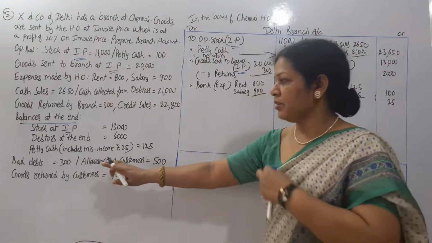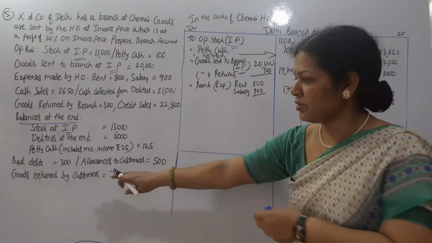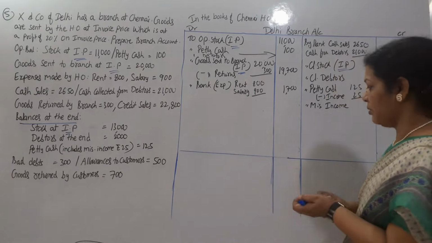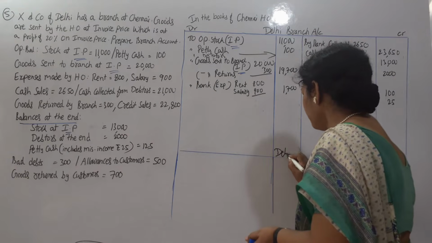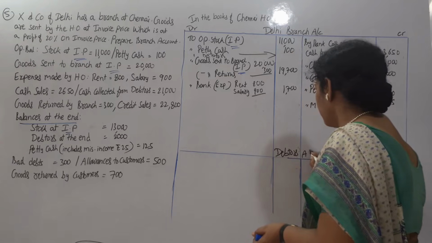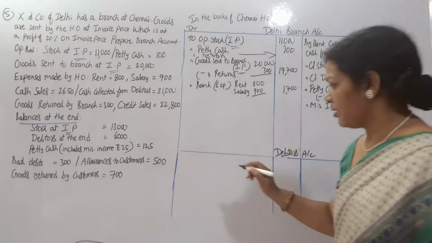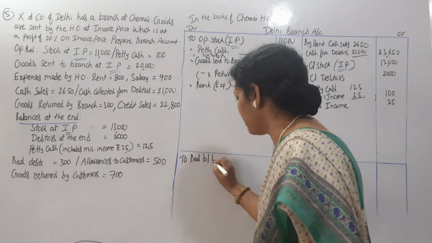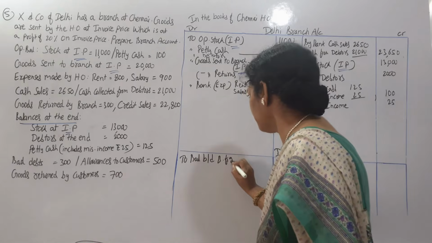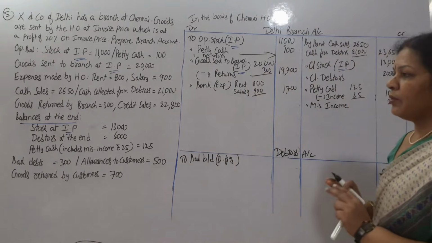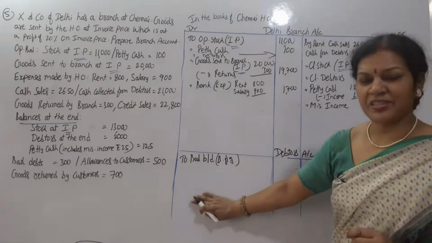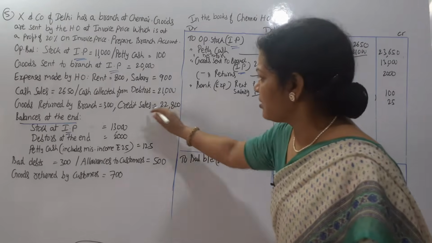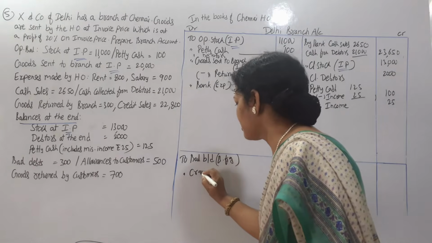Next, bad debts, allowance to customers and goods returned to customers, these three are related to the debtors account. Now we'll open the debtors account. Debtors account, opening balance is not there. But anyway, the balancing figure will be the opening balance by balance brought down. What do we have? Credit sales are there. Only sales comes on the debit side and everything else will be on the credit side. Where are the credit sales? It's here.